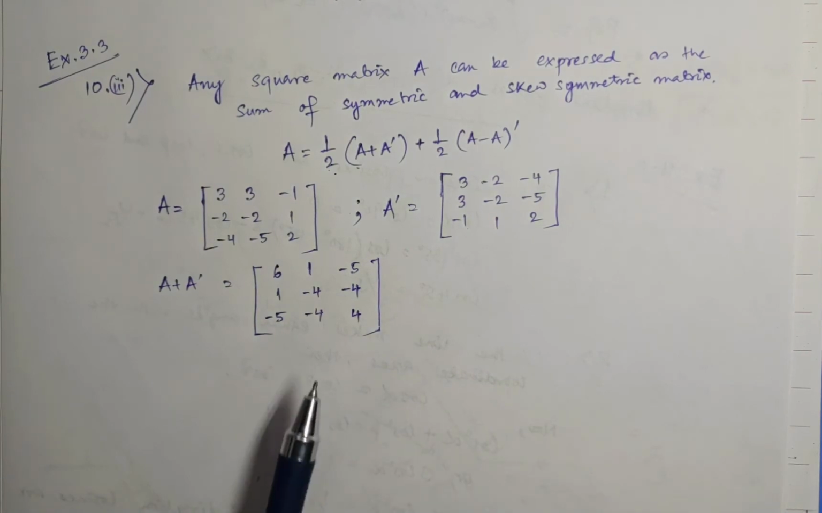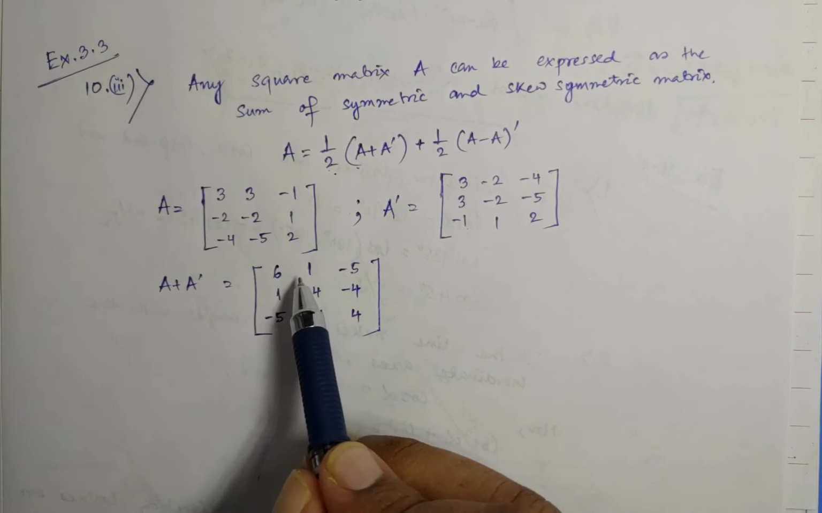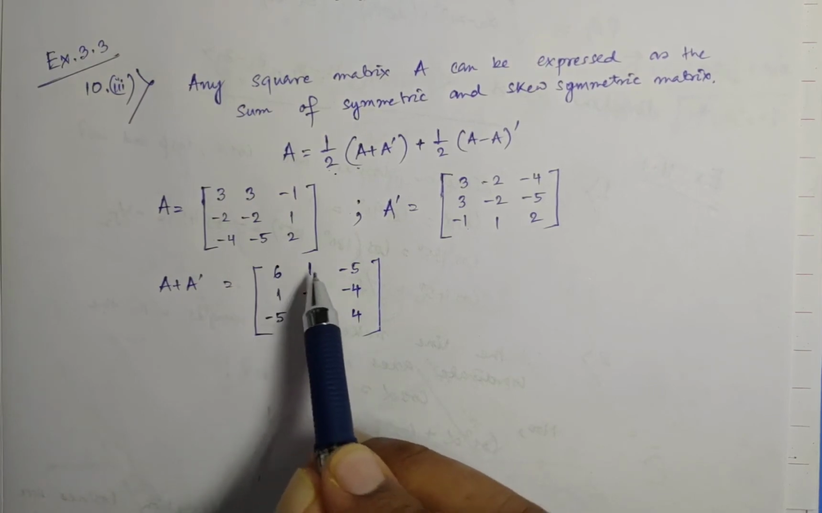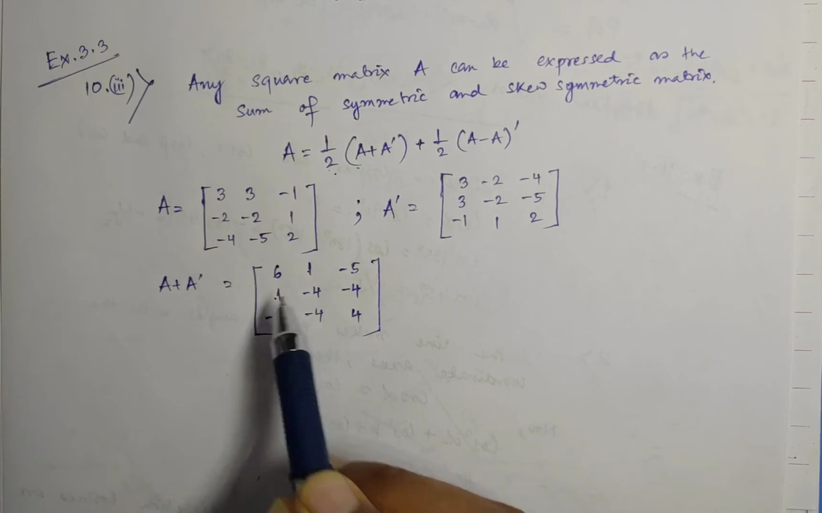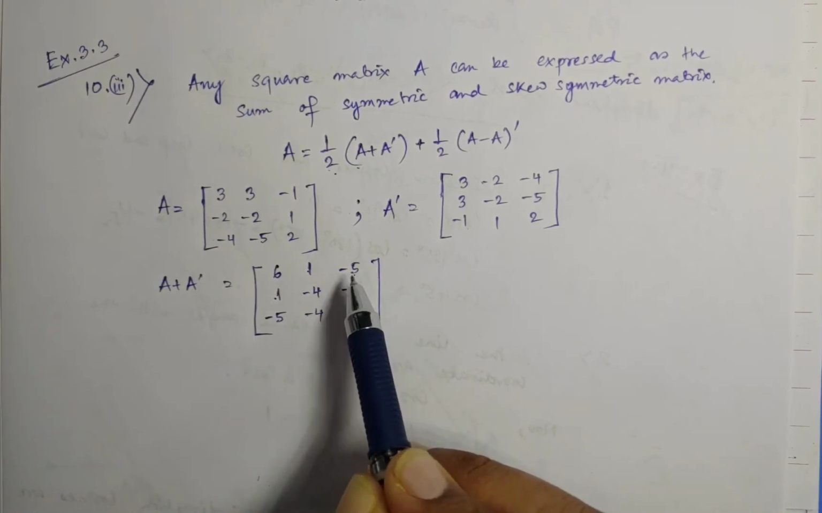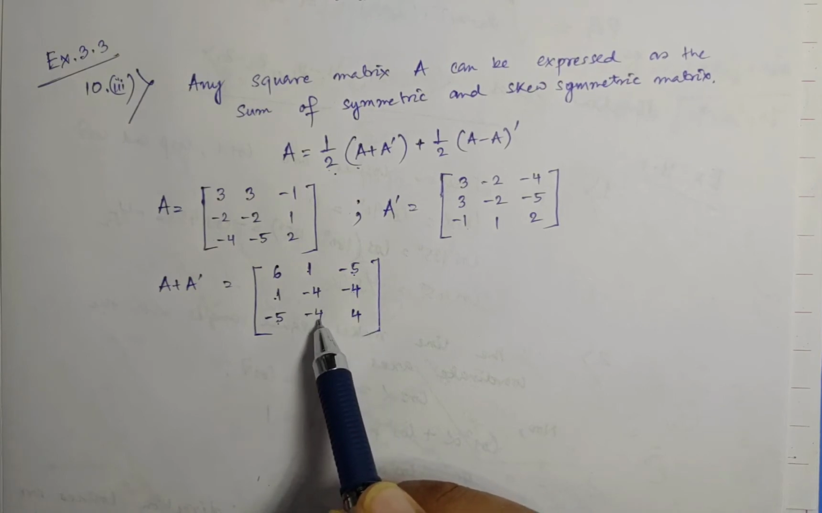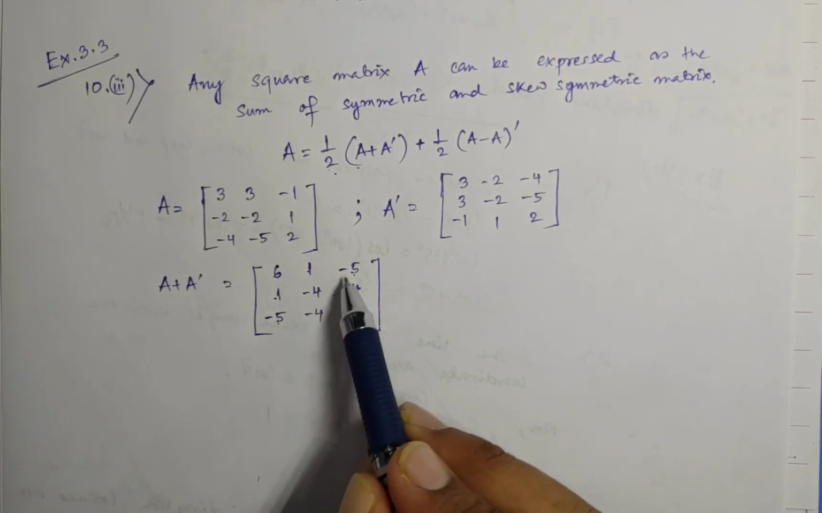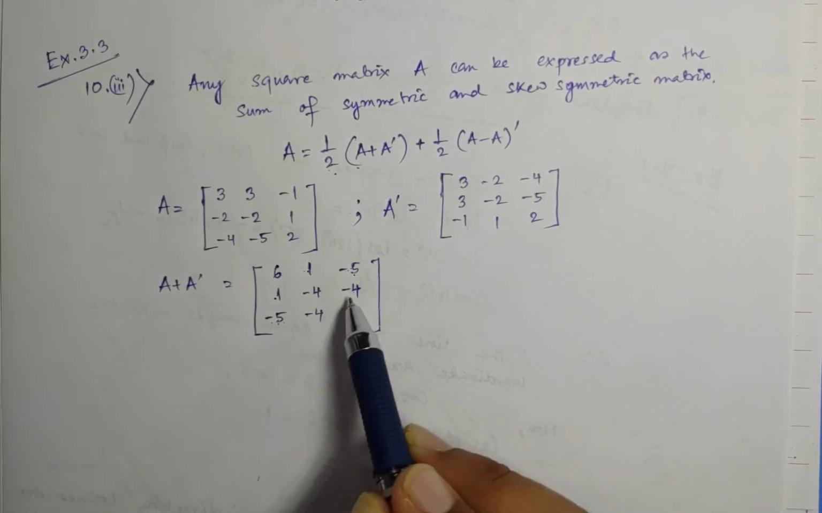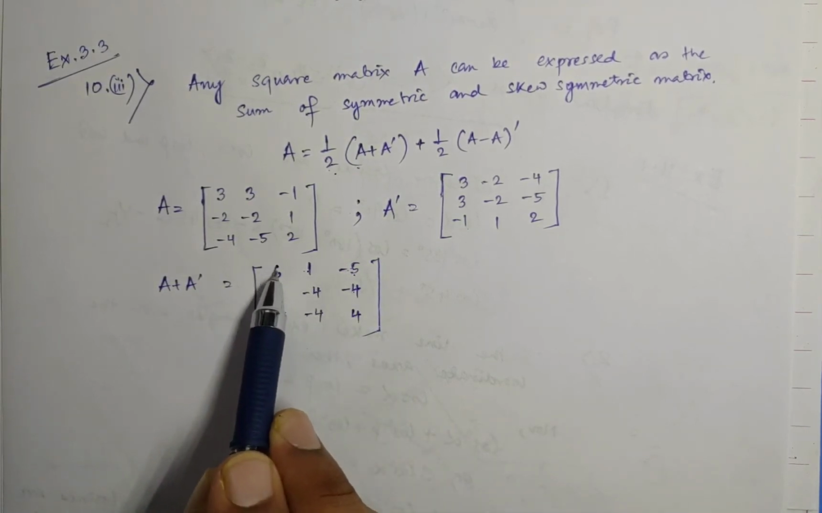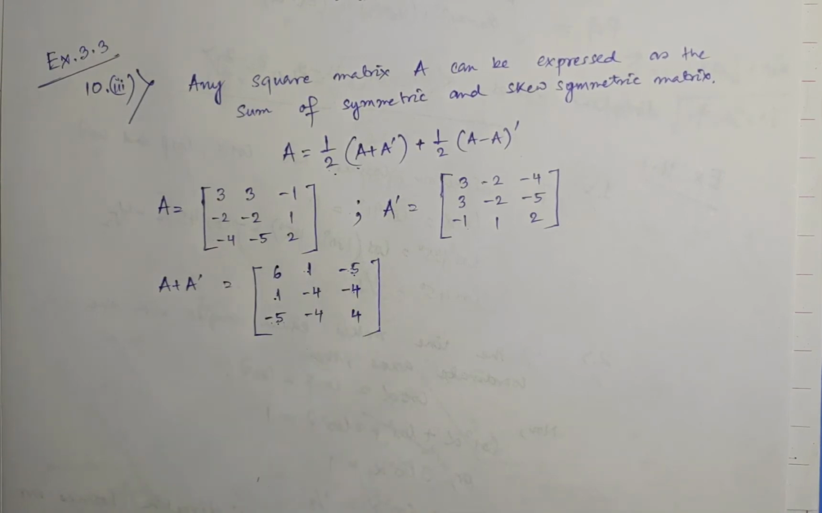You see, this one is a symmetric matrix. How can I say that this one is a symmetric matrix? You see, A12 is equal to A21. A13 is equal to A31. A23 is equal to A32. Understood? These corresponding elements are equal, this one, this one, this one. I don't care about the diagonal elements. So this is a symmetric matrix.